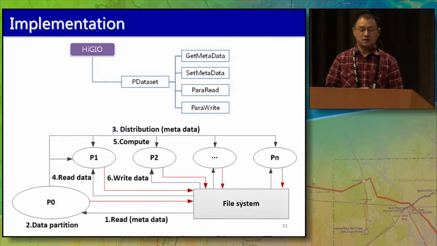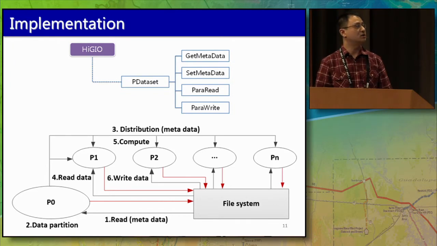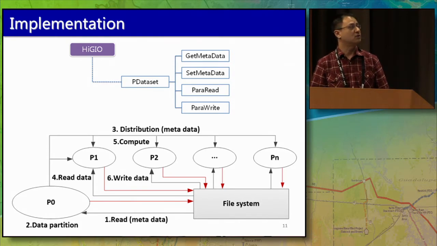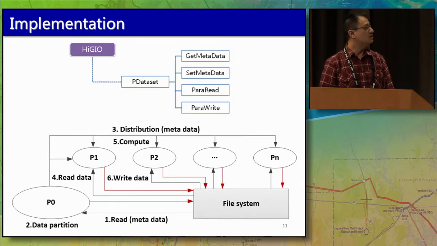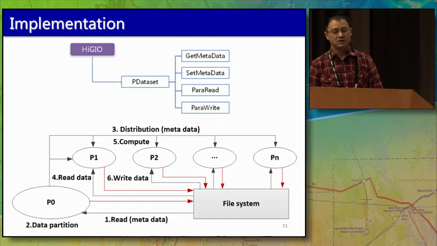This is the data structure of HiGeo. It is very simple because we are just responsible for the data I/O. So we just need to get the metadata, set the metadata, write data, parallel read and read data. In this use mode, we can see different processes exchange metadata only and write, compute and read the data separately.